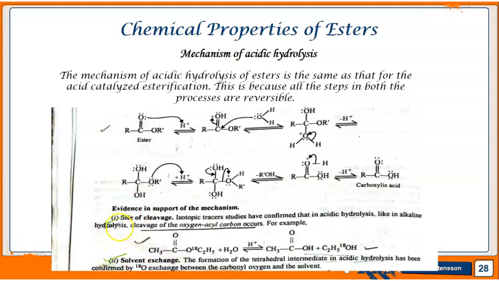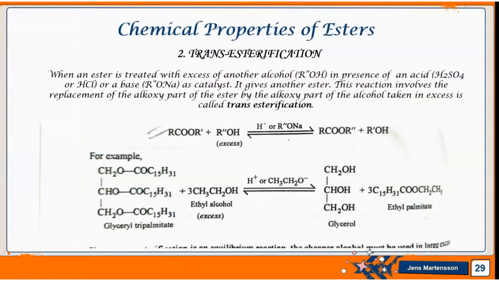And I repeat, if you have not checked out the mechanism of alkaline hydrolysis, the video that I uploaded just before this video, the link is mentioned in the description box. Just check that first, then only you will be able to understand the further part. The second evidence is solvent exchange, where the formation of the tetrahedral intermediate in acidic hydrolysis has been confirmed by O18 exchange between carbonyl oxygen and solvent. This is also quite similar to what we have already discussed in alkaline hydrolysis.